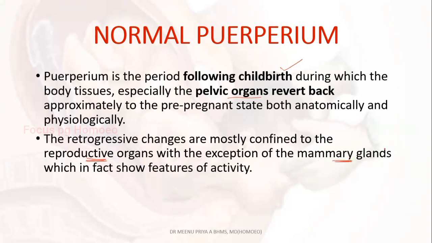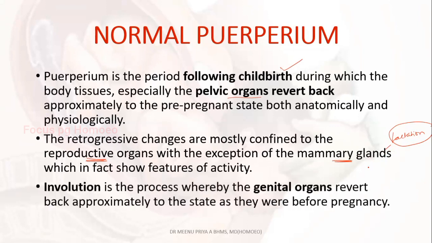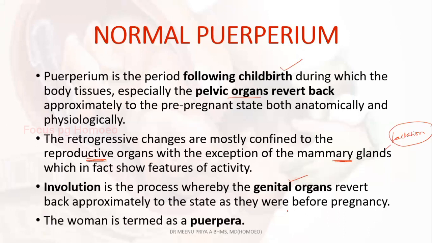Why exception? Because of lactation. So the physiological changes in the mammary gland have nothing to do with delivery actually. It is actually preparation for lactation. So that is why the regression or retrogressive changes will not occur in mammary glands, which in fact show the features of activity. Next, involution of the uterus is a process whereby the genital organs revert back approximately to the state as they were before pregnancy. And the woman who is undergoing the normal puerperium is called a puerpera.